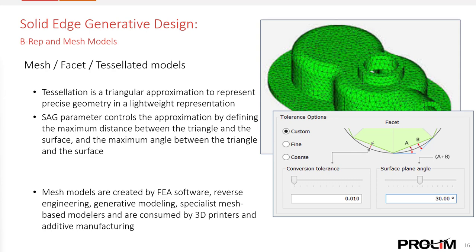Mesh-based models, also referred to as faceted or tessellated models, use flat triangles to represent geometry in an approximate, lightweight format. A sag parameter is used to control the approximation by defining the maximum distance between the triangle and the surface. Here you can see the dialog that is used to set the parameters in Solid Edge. Mesh models are created by FEA software, reverse engineering, generative design, and specialist mesh-based modelers, and are consumed by 3D printers and additive manufacturing. Solid Edge supports both BREP and tessellated models.